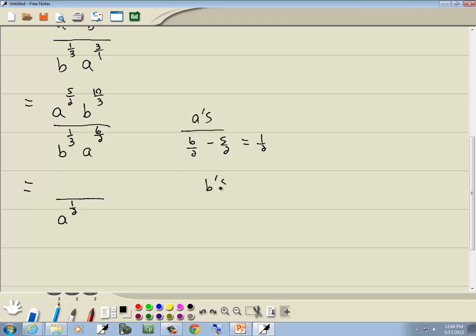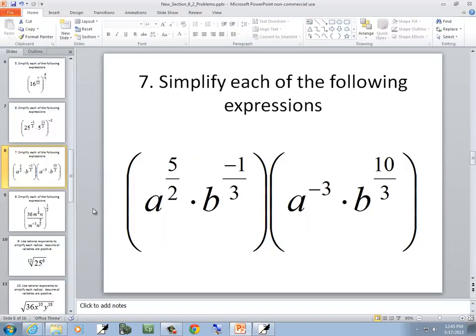Now let's look at our b's. We're going to subtract the smaller exponent from the larger one. So we got 10 over 3 minus 1 over 3, which gives us 9 over 3, which gives us 3. So we're going to have b to the third where our larger exponent was, which was up on top. And that's our answer. I don't think it wants us to rewrite it in radical form. No, it just says simplify.